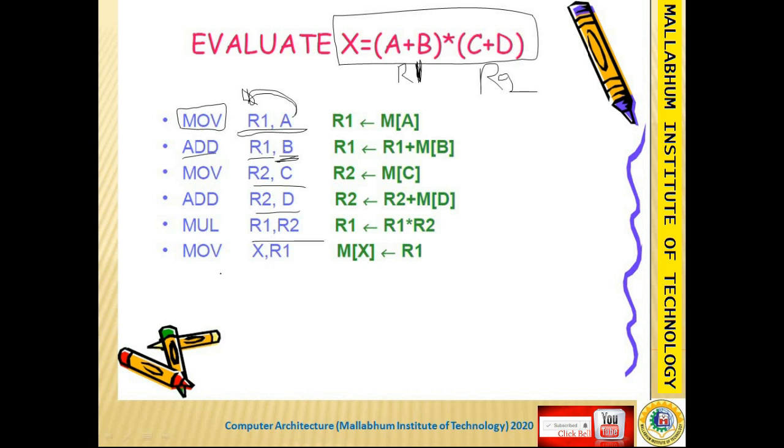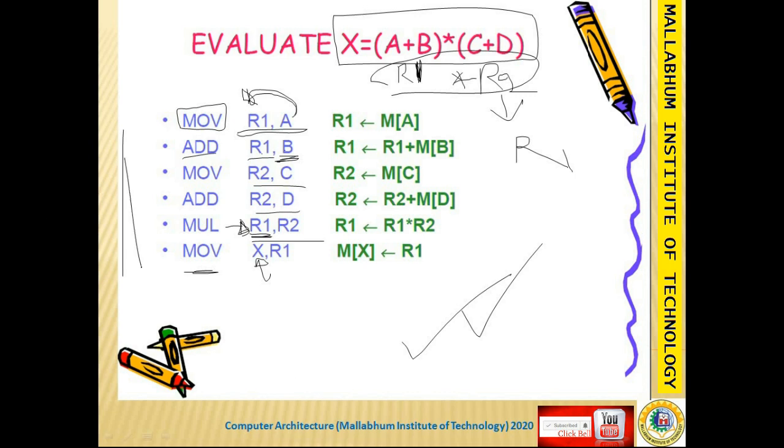Next, multiply R1, R2, and R1 again stores the final result of the multiplication, with the help of the multiply command. In a 2 address instruction, the first operand always stores the destination. That means whatever the result is, it has to be stored in the first operand. Next we move the result to another register. So that is the example of a 2 address instruction evaluating this arithmetic expression. The disadvantage is that the program has to be longer, but the advantage is that we can use a smaller instruction length.